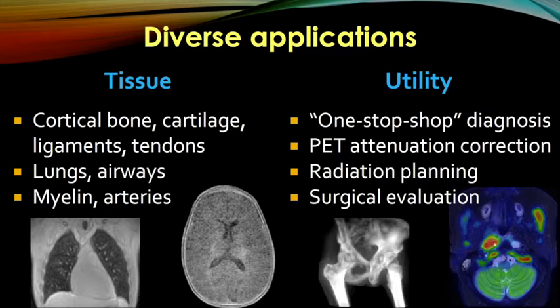In terms of broader utility, these techniques enable one-stop shop MRI so that you can evaluate both soft tissue and bone pathology with a single modality. You can also use this for PET attenuation correction. So for PET MRI, we can reduce dose without having to use CT to calculate bone density. Finally, we could potentially use this for planning interventions such as radiation therapy or surgery.